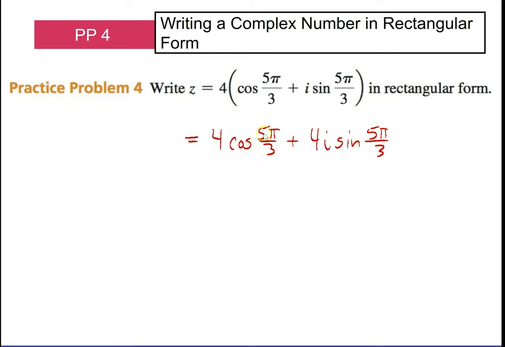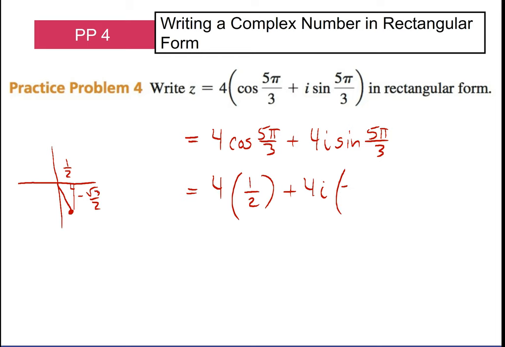And then find out cosine of 5 pi over 3. 5 pi over 3 would be in quadrant 4, and that would have an x value of 1/2. We're going to down root 3 over 2. So the x coordinate is going to be 1/2, and then the y coordinate is going to be a negative root 3 over 2.